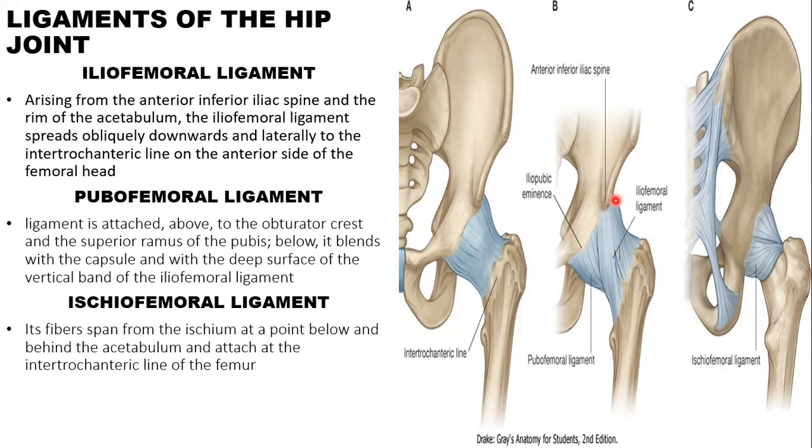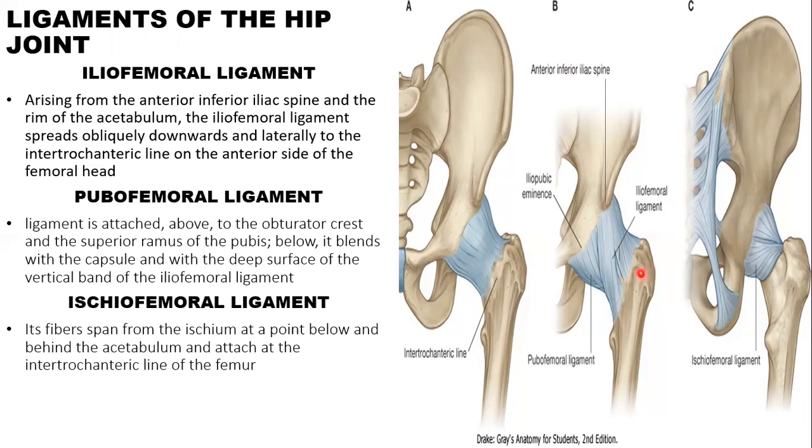Okay, so when it originates from there, this ligament has two fibers. There's that fiber there and that fiber, so it forms a Y shape. Okay, and the other name of this ligament is the Y ligament because of the shape it's forming. This ligament goes to insert on the intertrochanteric line on the anterior aspect of the femur.